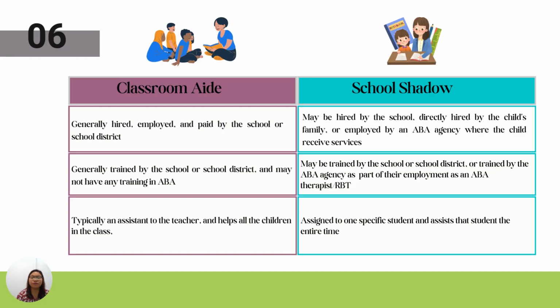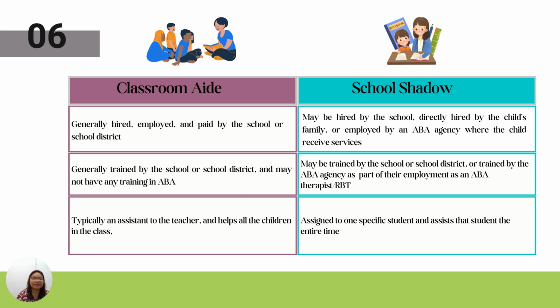So as to not confuse each role from another, I will try to differentiate a classroom aide from a school shadow. A classroom aide is generally hired, employed, and paid by the school or school district, whereas a school shadow may be hired by the school, directly hired by the child's family, or employed by an ABA agency where the child receives services. A classroom aide is generally trained by the school or school district, or may not have any training in ABA. A school shadow may be trained by the school or school district or trained by the ABA agency as part of their employment as an ABA therapist or RBT.